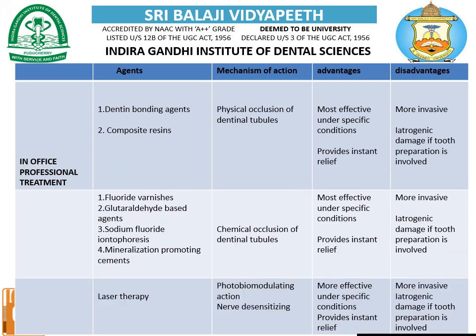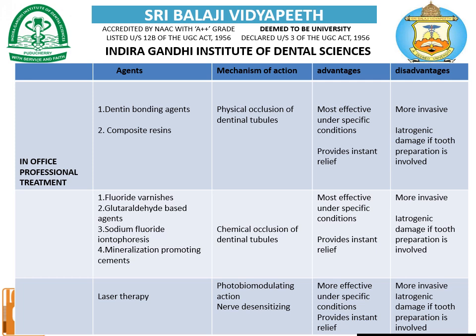In-office professional treatment. Agents: dentin bonding agents, composite resins. Mechanism of action: physical occlusion of dentinal tubules. Advantages: most effective under specific conditions, provides instant relief. Disadvantages: more invasive, iatrogenic damage if tooth preparation is involved.